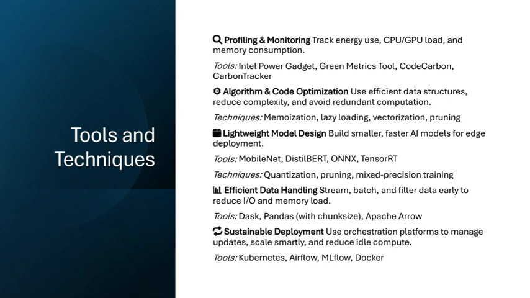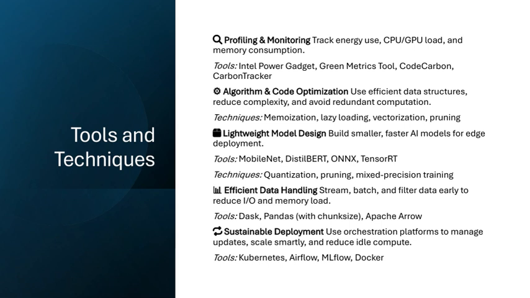Next, we have algorithm and code optimization. The goal here is to make your code more efficient by using better data structures, reducing computational complexity, and avoiding unnecessary calculations. Techniques like memoization, lazy loading, vectorization, and pruning can significantly speed things up and lower energy consumption.